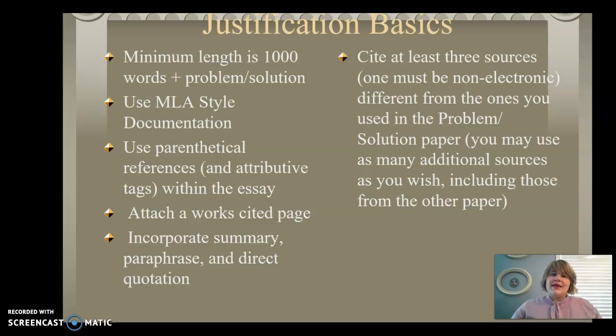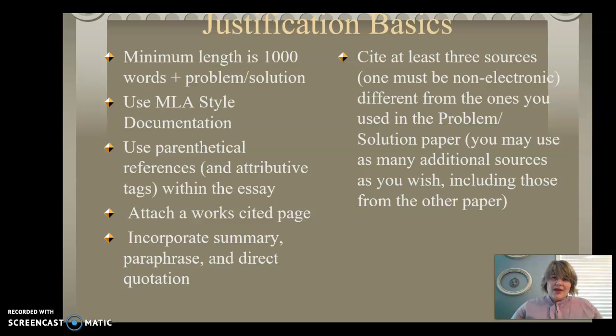I will be a bit more strict on the documentation in this justification paper when I'm grading it than I am in the problem solution. So in the problem solution paper, you're kind of a novice, you're just beginning, it's your first time implementing the documentation, so I'll be very forgiving. However, on the justification and then in the opposition and then in the final draft of the whole paper, my expectations will get better and stronger with each paper. So just be aware that you're really working to perfect that MLA.